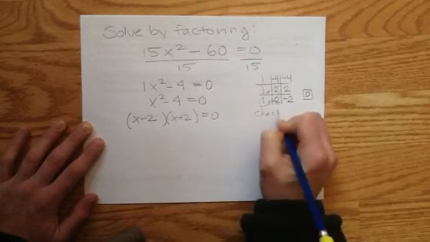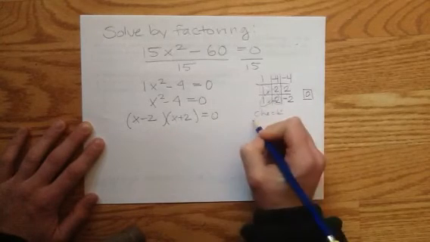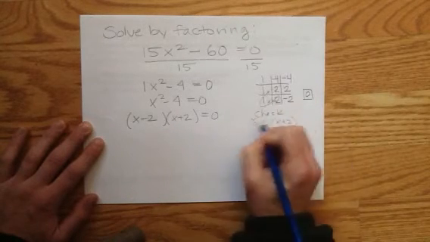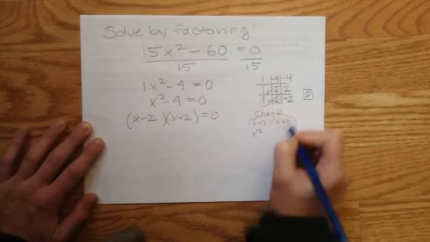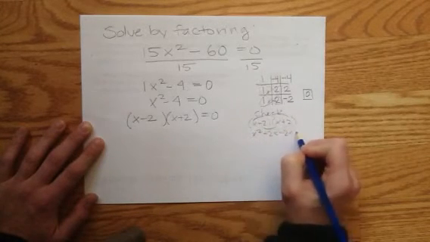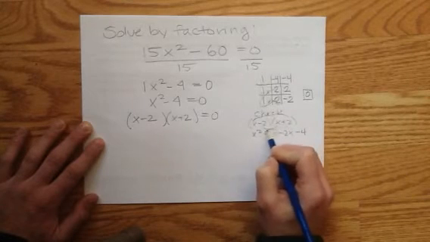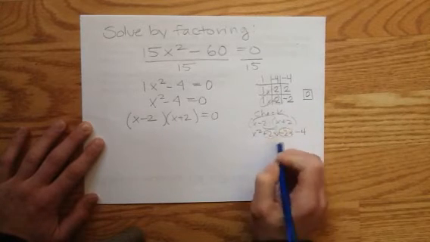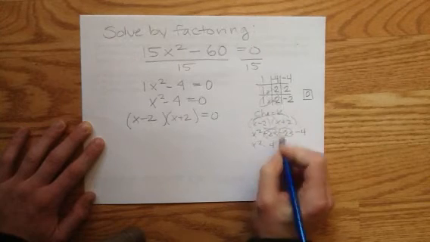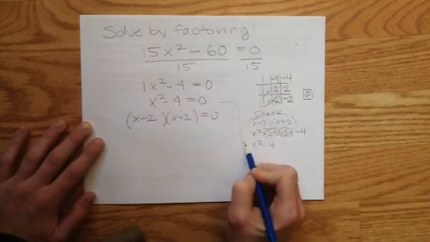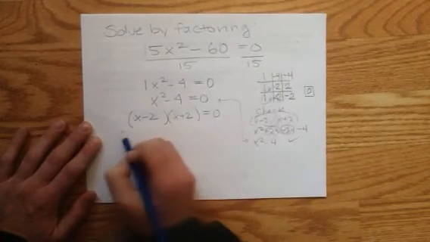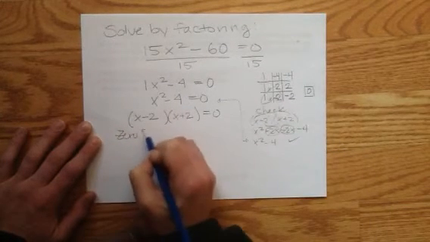I can go ahead and check that I factored correctly. Because if I have x minus 2 times x plus 2 and I FOIL that out, I notice that my middle terms, when I combine them, cancel out. 2 minus 2 is 0, and I'm left with x squared minus 4, which is what we started with. Awesome, I factored correctly.